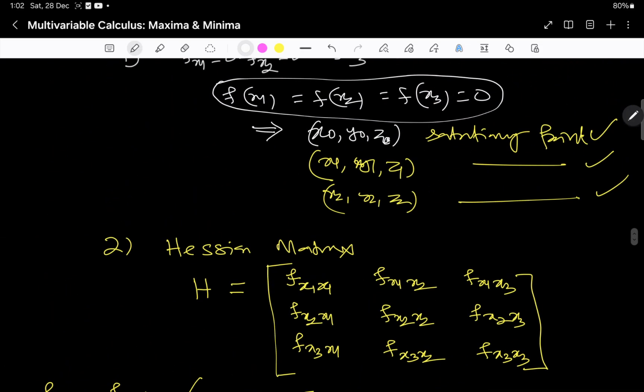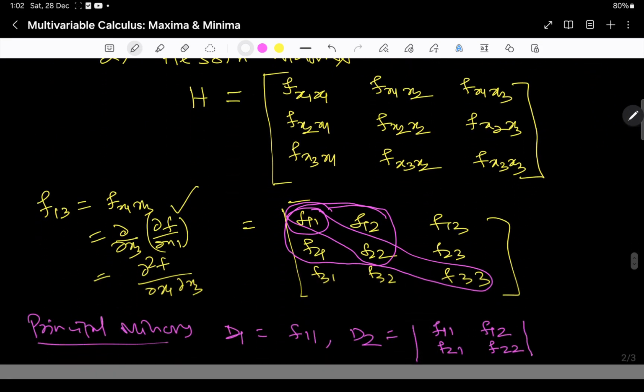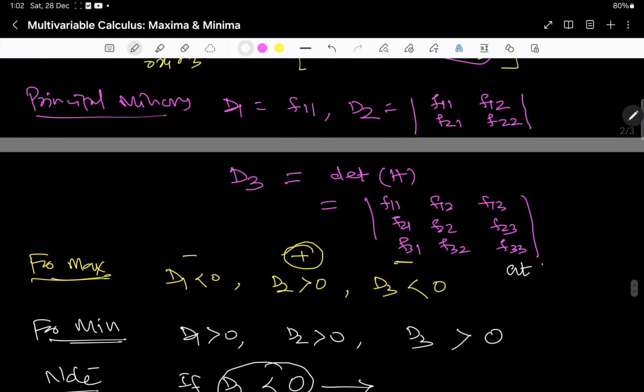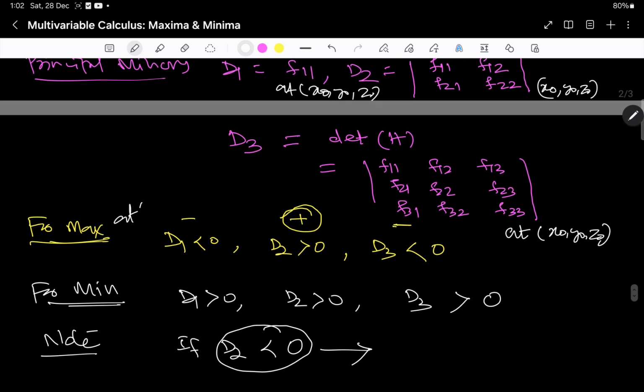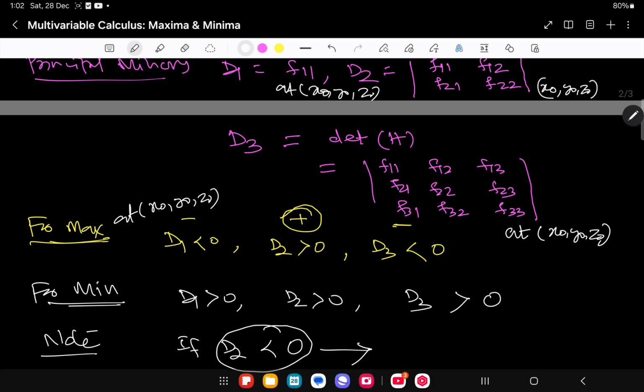Suppose I am considering the point x0, y0 and z0. At any point we take x0, y0, z0. Similarly, we can extend to all other points. At individual points we have to test. At the point x0, y0 and z0 we are considering the maxima at a particular point. Similarly, all other points we will check, right?